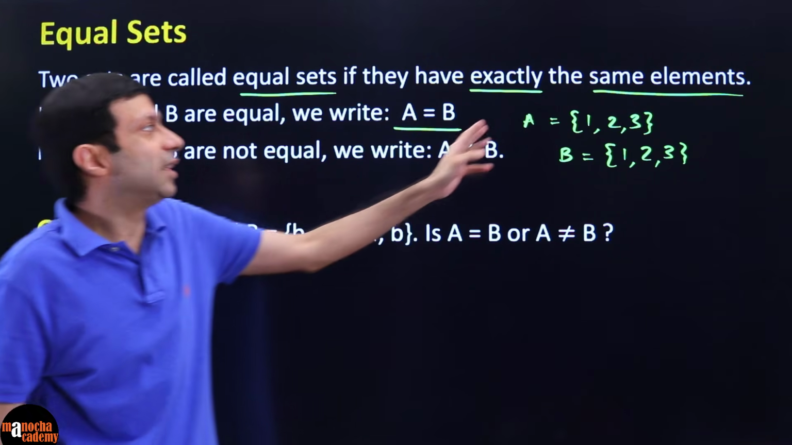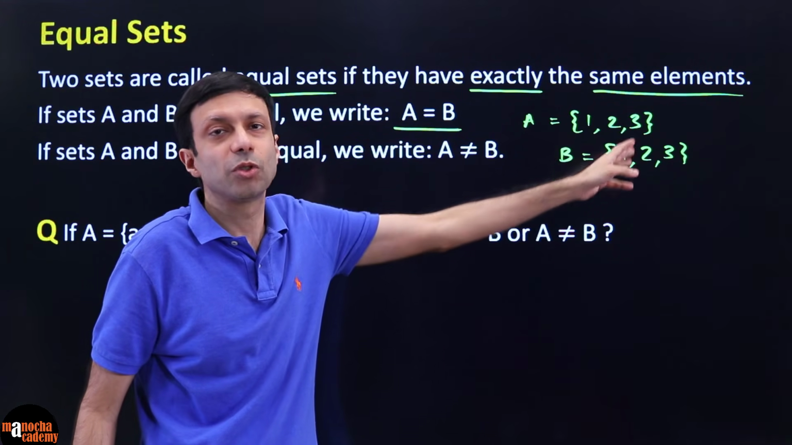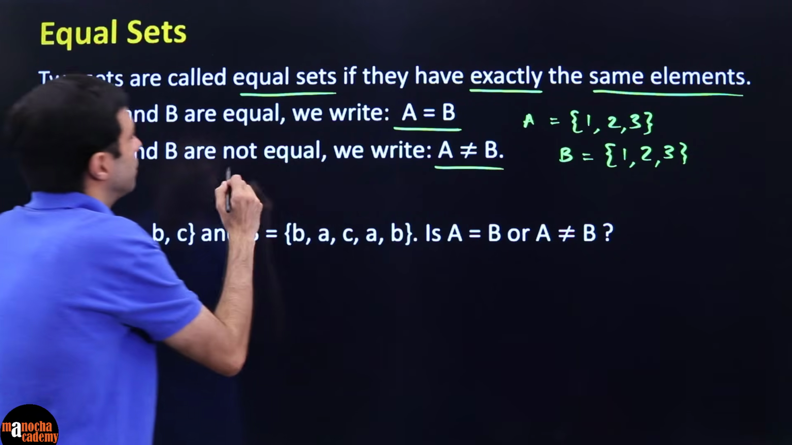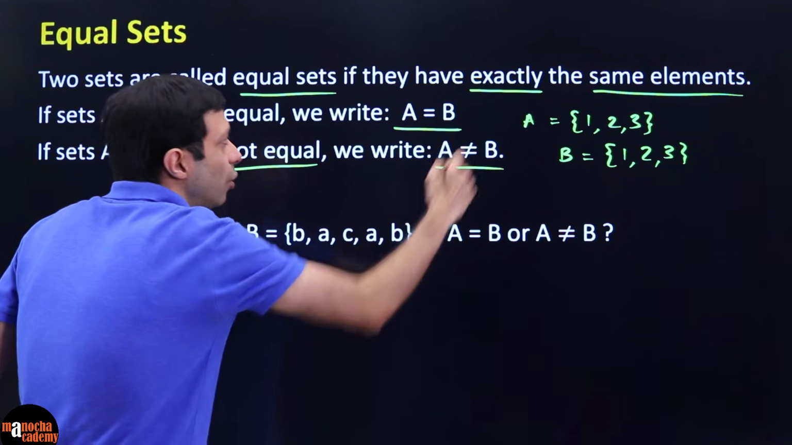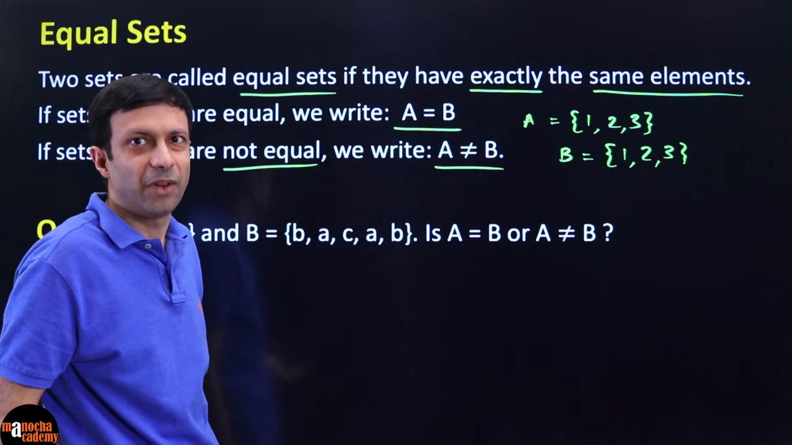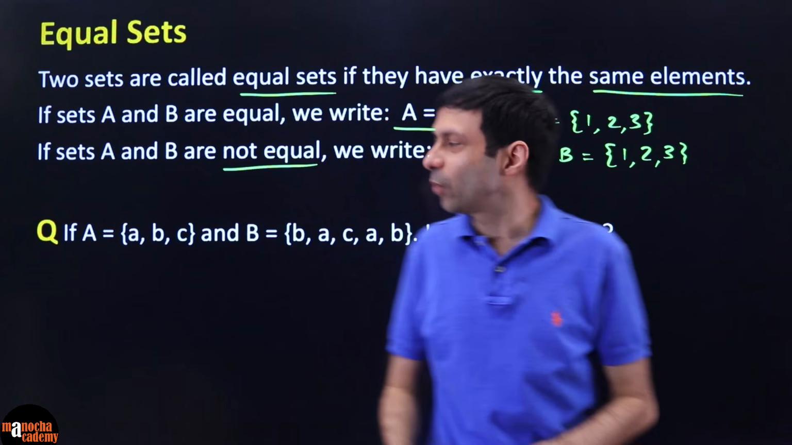But let's say set A was 1, 2, 3 and set B was only 2 and 3. Then obviously you will say that they are not equal. So we write it as A not equal to B. So you put this slash. Very easy. Now why don't you try this question?